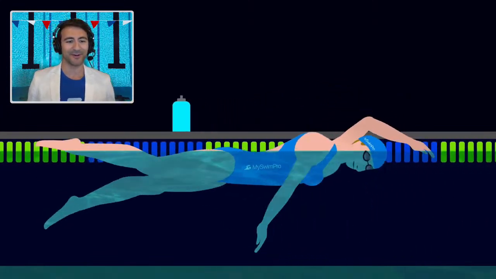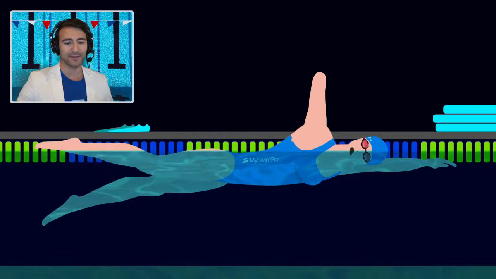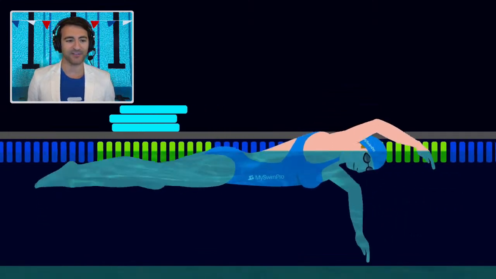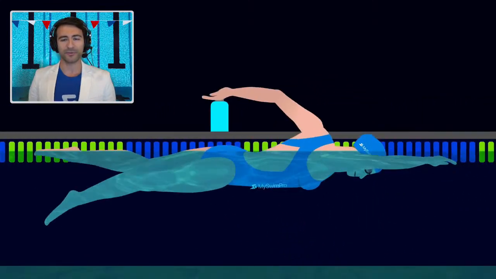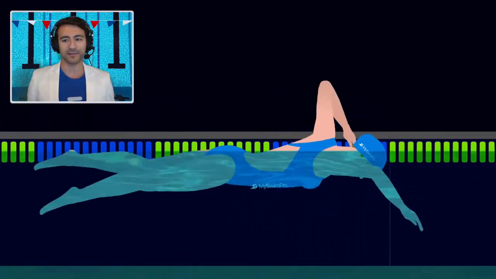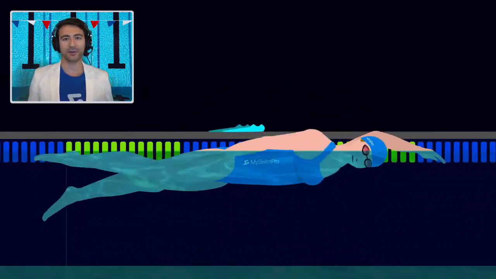Now, you might be wondering, what is she doing well? Where can she improve? What's going on right here? Let me break it down for you guys. The first thing I want you to pay attention to is the head position. Ignoring the breath, we'll talk about the breath. Just look at where her eyes are focused throughout the stroke. While she's swimming, her eyes are looking down.